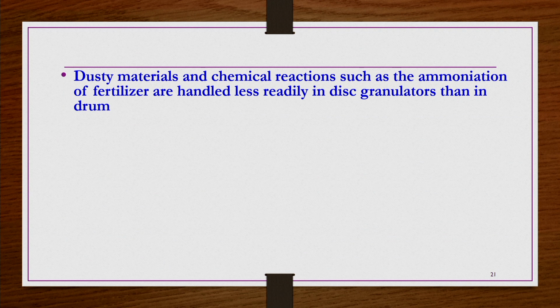Dusty materials and chemical reactions such as the ammoniation of fertilizer are handled less readily in disk granulators, which is a disadvantage, because in general these disk granulators may not be completely closed. Sometimes they may be open. So, for dusty materials and chemical reactions like those in the fertilizer industries, where granulation is also an important process, it is not advisable to use disk granulators. In such cases it is better to use drum granulators.